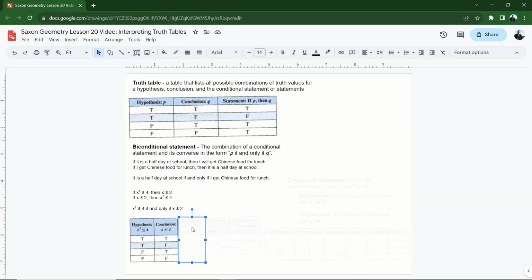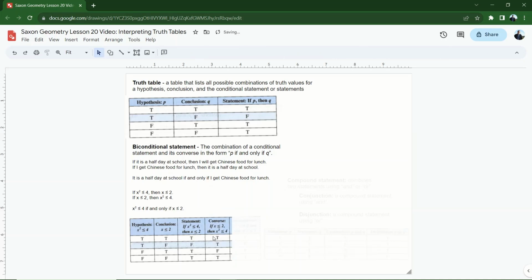Now I'm going to add on a statement column. This is the entire conditional statement. If x squared is less than or equal to 4, then x is less than or equal to 2. This is also going to have the same value as it always does. True if both my hypothesis and conclusion are true. False if I have a counterexample, the hypothesis is true and the conclusion is false. And true if I can't prove either way because I can't think of a true hypothesis. Okay? Next, let's add on to this the converse.